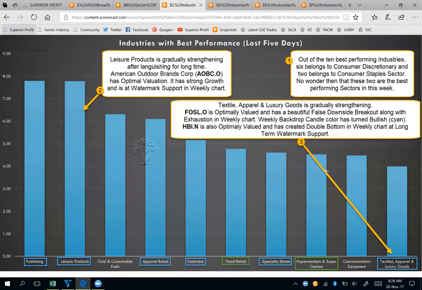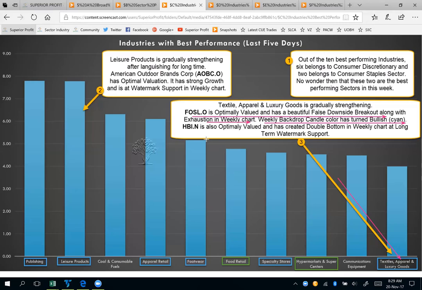Another consumer discretionary sector industry that performed very well this week is textile, apparel, and luxury goods. In this industry, which is gradually strengthening, FOSL is optimally valued and has a beautiful false downside breakout along with exhaustion in the weekly chart. FOSL's weekly backdrop candle color has turned bullish, that is cyan. So we may look for a potential long in FOSL.